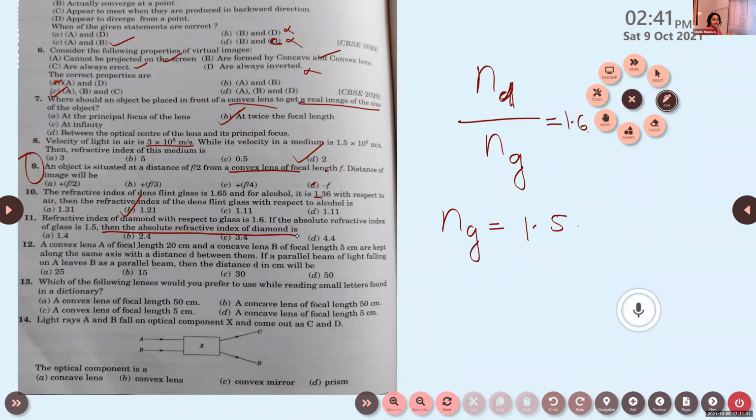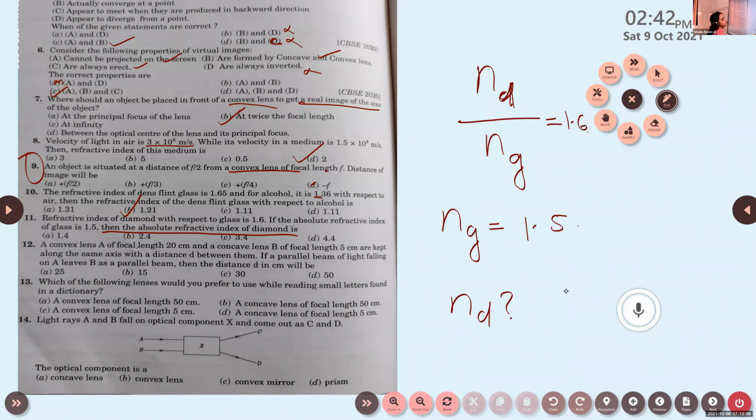By the term absolute refractive index, they are indicating the value of the refractive index of that particular medium. Absolute refractive index is nothing, it is the refractive index itself. So here Ng is equal to 1.5. Then what is Nd? Find the refractive index of diamond. The ratio of refractive index of diamond with respect to glass is 1.6. Refractive index of glass is 1.5. Then what is Nd? Option B, 2.4.